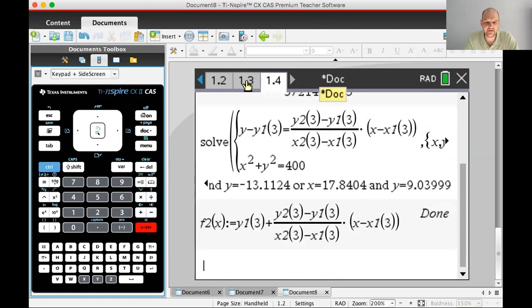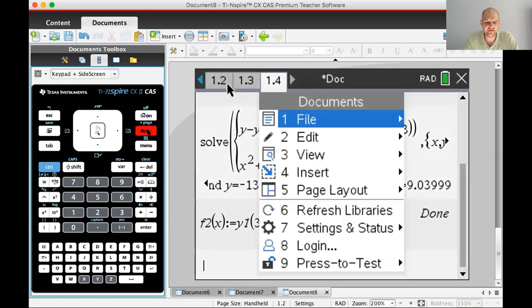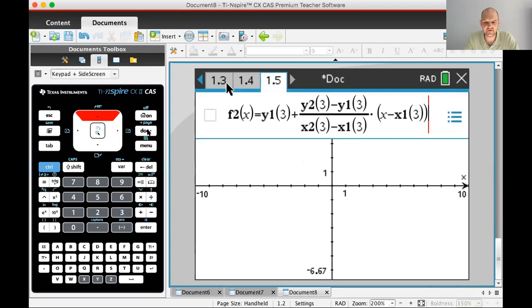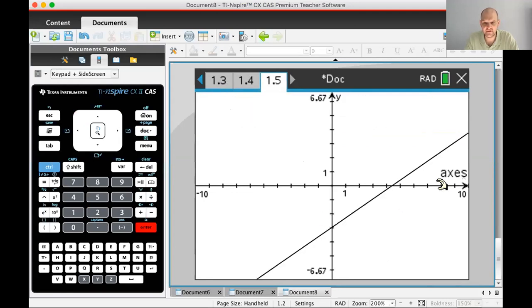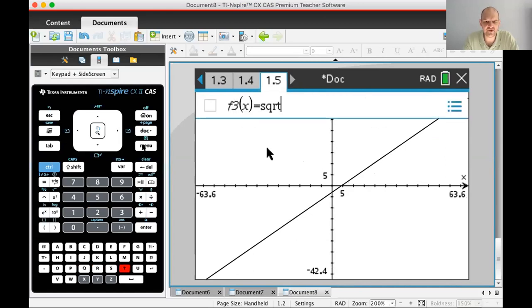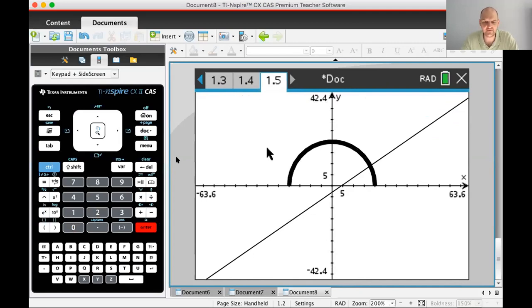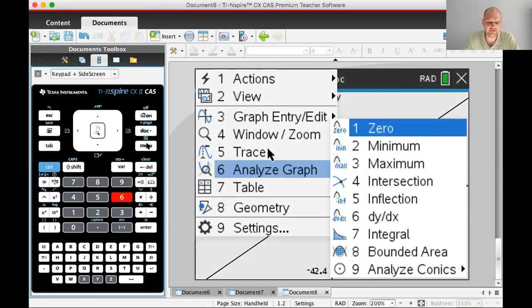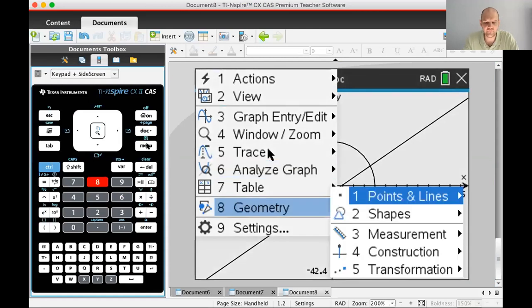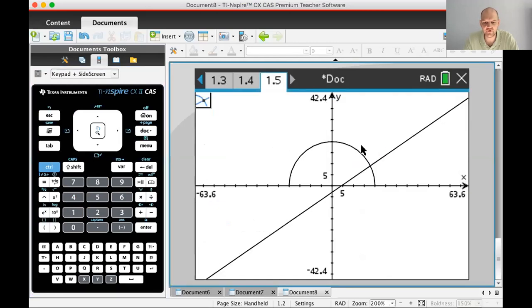And then let me add another graph page, just to see if I'm right. I'm going to turn this on, okay. And then what else am I doing? Oh, I was going to put the square root of 400 minus x squared, so that's the top half of the circle, and just find the intersection. Menu 8, 1, 4, intersection points. I prefer that. Yeah, that's the point we got.